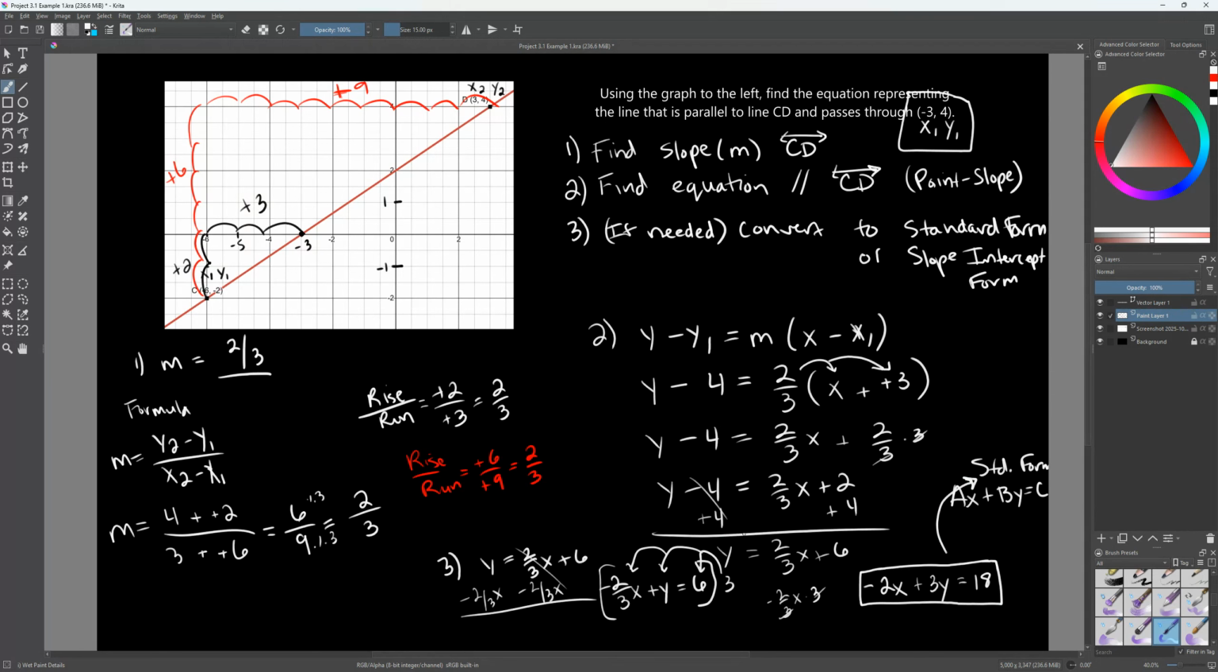And then if I'm looking for my equation in slope-intercept form, let me get the box around here correctly. It's going to look kind of like that, and that's going to be slope-intercept form.